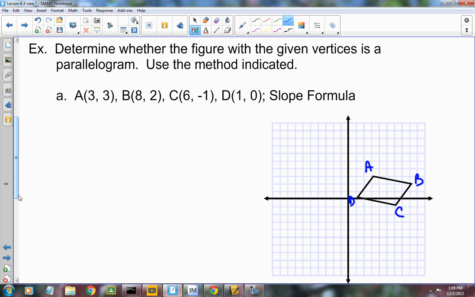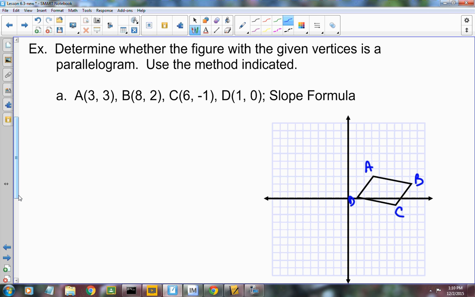What do you think, Reese? How am I going to use the slope formula and show that this is a parallelogram? Subtract the y's, put it over the difference of the x's. Right, I'm going to use the slope formula, but what is my goal? What am I trying to show? I got to show that the slopes are the same, right? For both pairs of opposite sides, right? Okay, so let's do that.